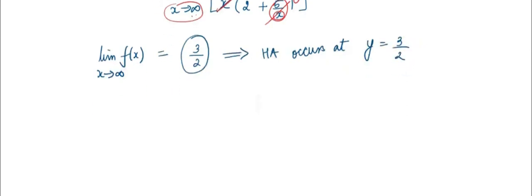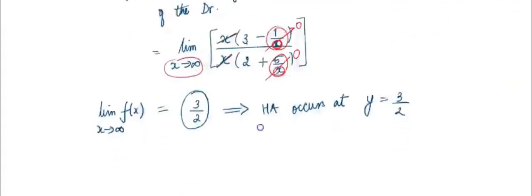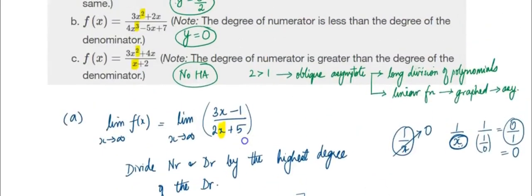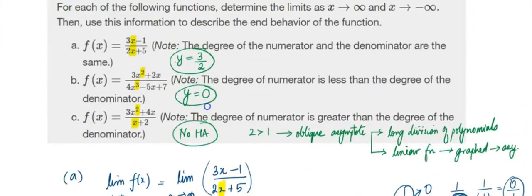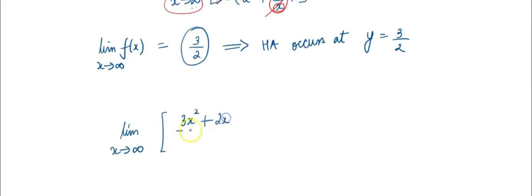Okay. Now for the second example, do the same thing. Okay, 3x squared plus 2x. Let's write that quickly. And do the same thing for negative infinity as well. Okay. So this is going to be 3x squared plus 2x over 4x cubed minus 5x plus 7. Okay.